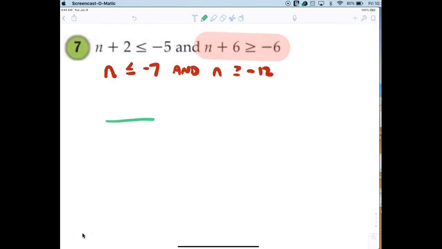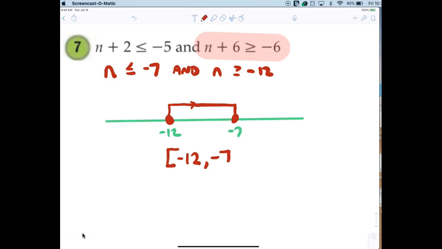All right, so here we go. Make my solid line. -12 is over here. -7 is over here. I'm greater than or equal to -12, so it's solid, going in this direction. Less than or equal to -7, solid, going in this direction. So it's everything between -12 and -7. If I have to put it in interval notation, we would say from -12 to -7. I see you put -12 first. Does that matter? Well, because -12 on a number line comes before -7. Don't worry.